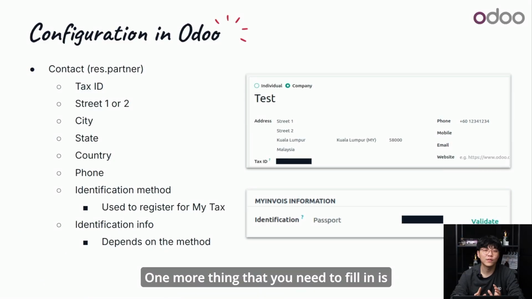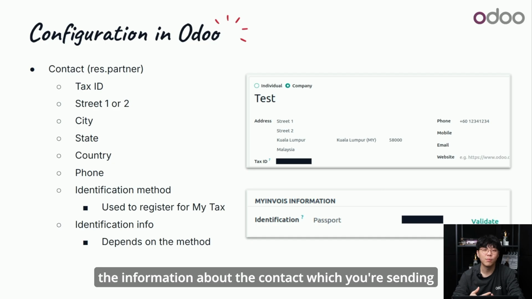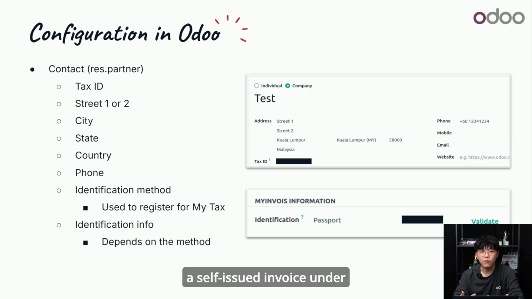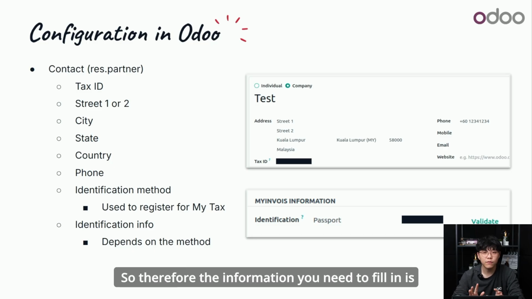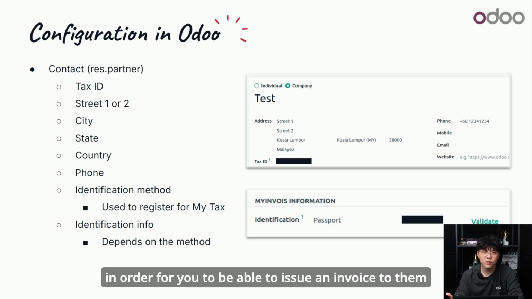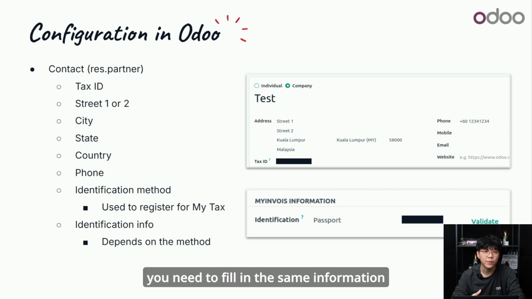One more thing that you need to fill in is the information about the contact which you're sending the e-invoice to, or whether you're issuing a self-issued invoice under. The information you need to fill in is pretty much similar to the company information. But this is something you have to be aware of: every time you create a new contact, in order for you to be able to issue an invoice to them, you need to fill in the same information.